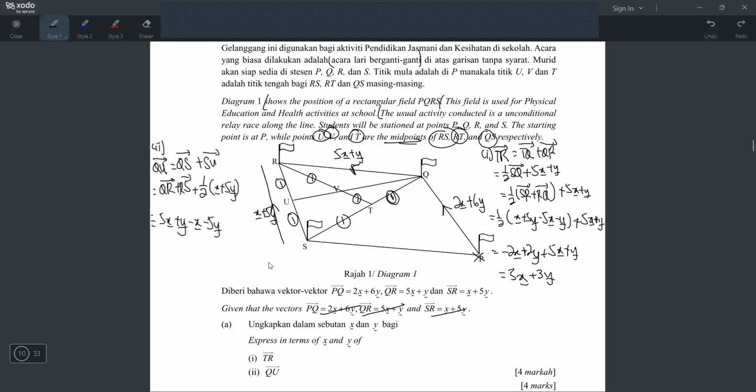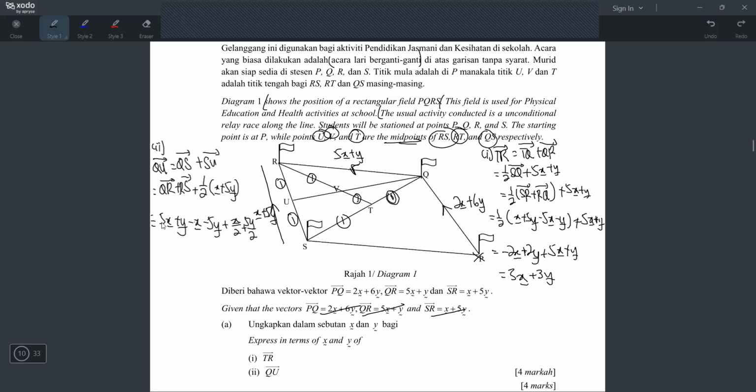But if I want RS, the opposite direction, I have to change the sign here. So x becomes negative, 5y also becomes negative, excuse me. And then plus with this one, I have to divide by 2 when you expand. So you get x over 2 plus 5y over 2.